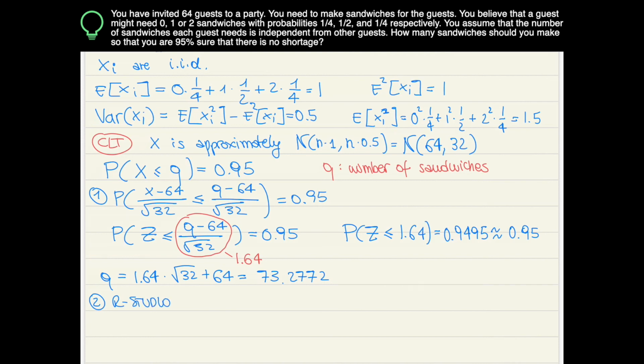The alternative way, which is much more straightforward and faster, is to use RStudio. With RStudio, the command that you have to use to find this number is qnorm. qnorm is the inverse function of pnorm, right? So qnorm evaluated at 0.95, of course, don't forget to specify the mean and the standard deviation of this normal distribution we are dealing with. qnorm will give you the number such that the probability that a normal distribution is below that number is exactly 0.95. So it provides the 95% quantile.